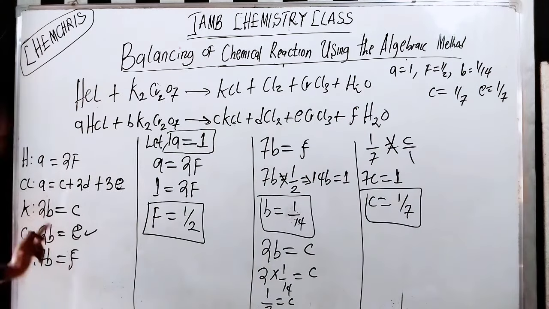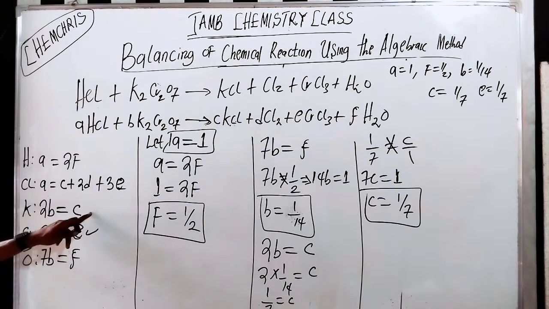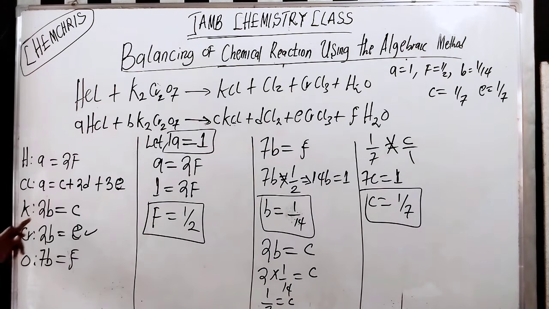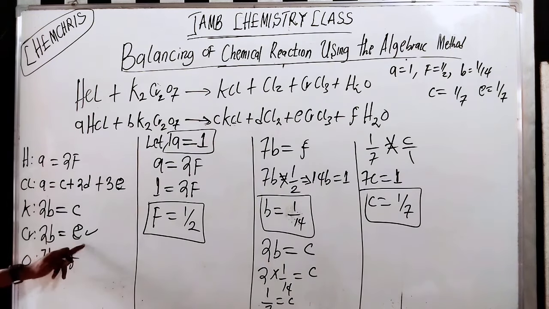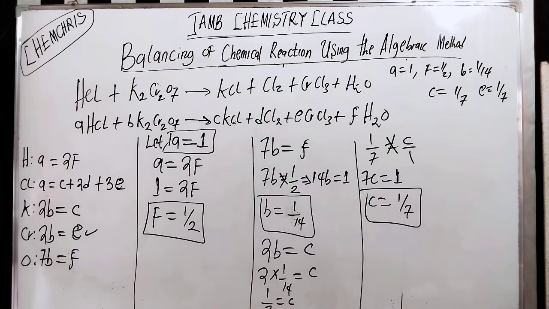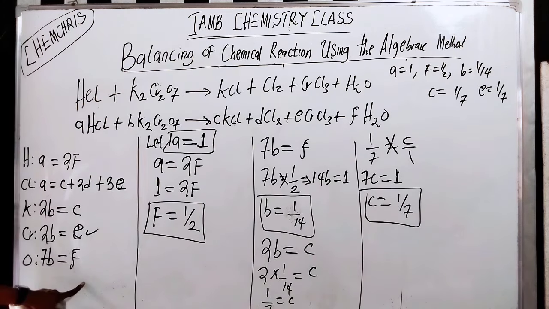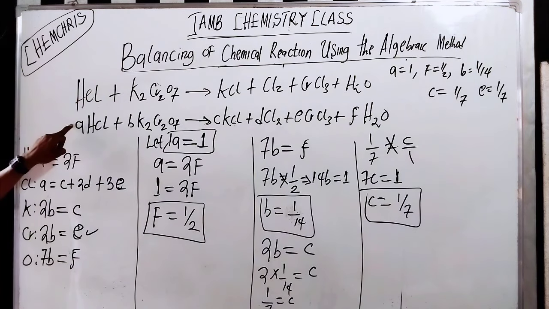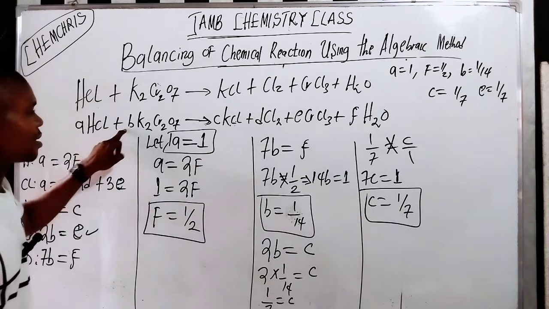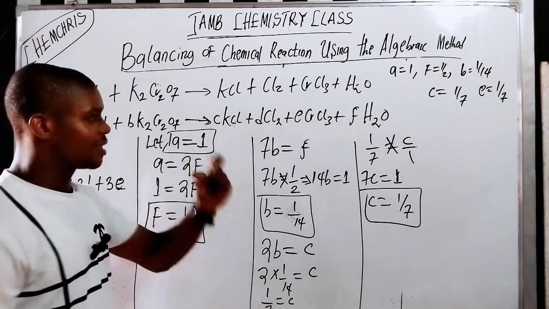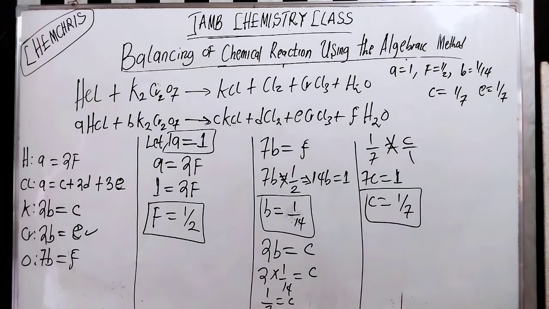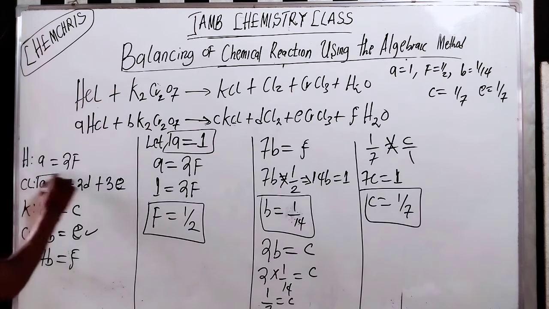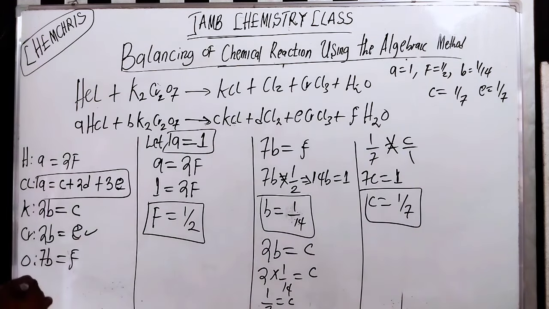Do you know the reason why? Because 2B equals C, and 2B equals E. So they are the same. Now, what have I not calculated? I've calculated A, I've calculated B, I've calculated C. What about D? D I've not calculated. So how do we calculate D? This is where we have to use this equation here. It's only D that is left.